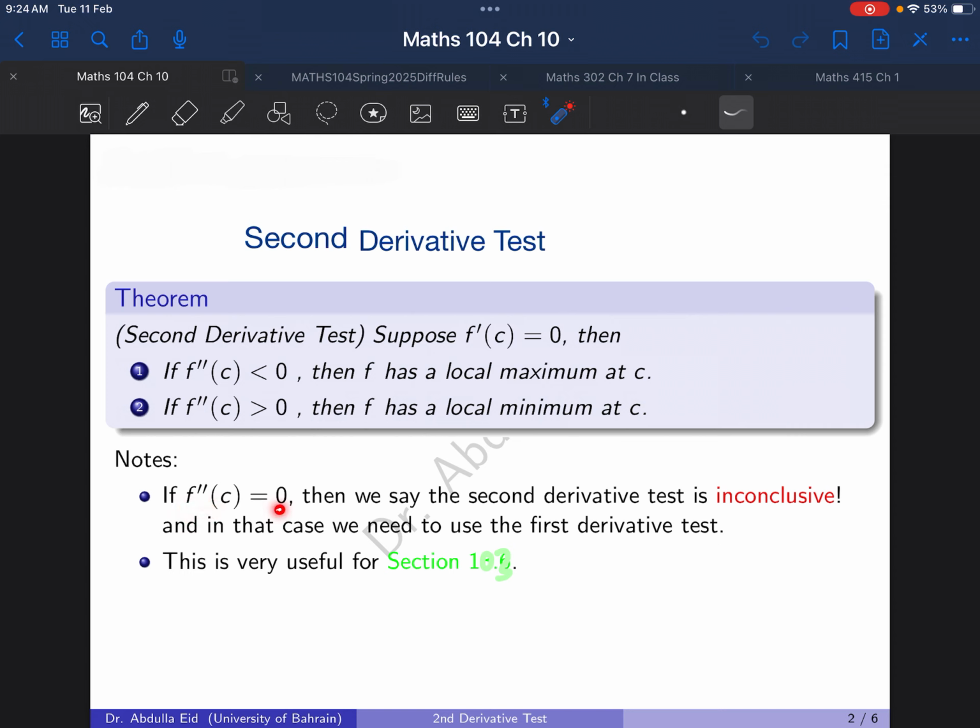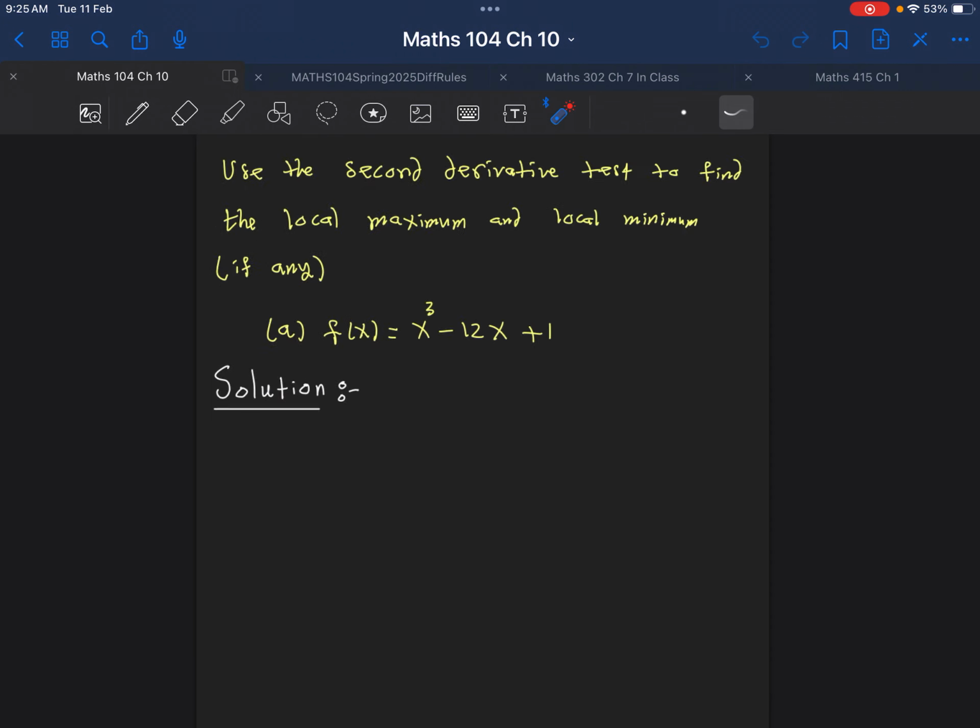Sometimes we might get that the second derivative is exactly 0, so our second derivative test is inconclusive. In this case, we return to the first derivative test. So keep in mind, we go to the second derivative, substitute the number c, and check if it's positive or negative. We can tell if it's a maximum or minimum. This is very helpful in applications because I just need to make sure whatever I get is a maximum or minimum.